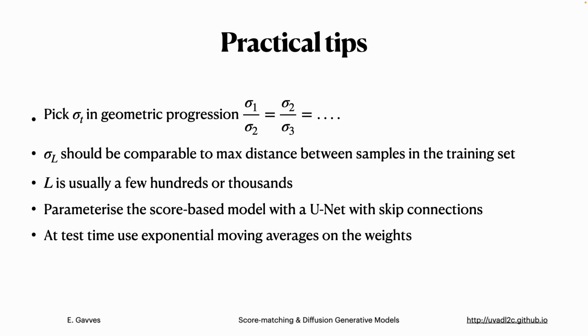We parameterize the score-based model with a U-Net, typically with skip connections, and at test time, we use an exponential moving average on weights.